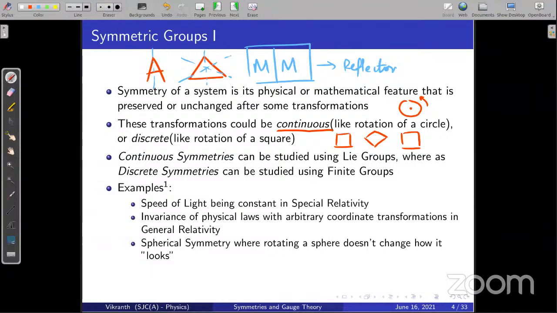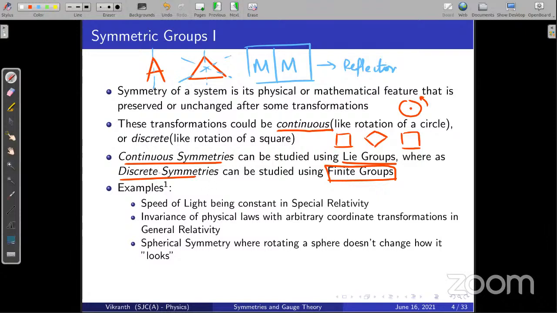Right, now when we get into the mathematics of this, continuous symmetries can be studied using Lie groups, which we were dealing with yesterday, whereas discrete symmetries can be studied using finite groups. Now, they're again a different kind of group set, which I will not be covering here.